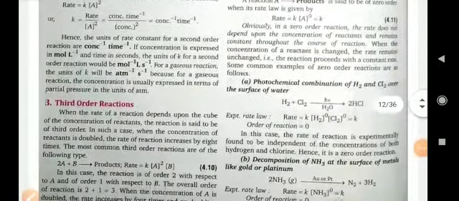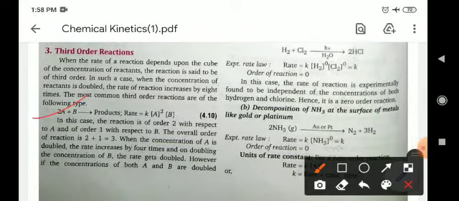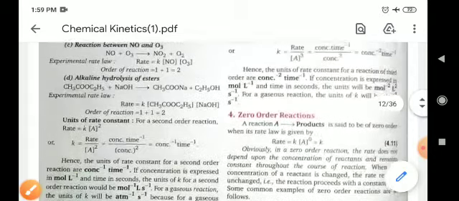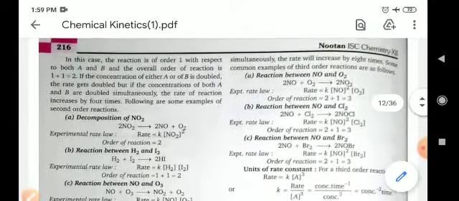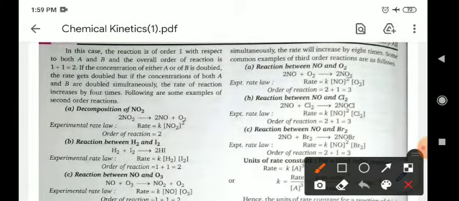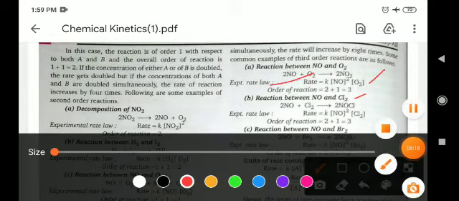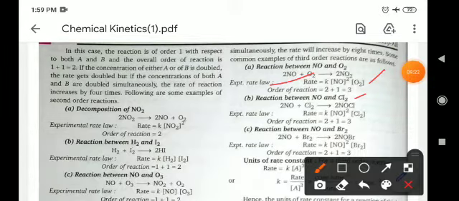Now come to the third order reaction. In this, 2A plus B gives a product, a third order reaction, because the rate will be rate equals k [A]^2 [B]^1. After summing, the order comes to 3, so it is known as the third order reaction. There are some examples of third order reaction, in which 2NO plus O2 gives 2NO2, the rate will be k [NO]^2 [O2]^1. Summing gives 3. So these are the examples of the third order reaction.